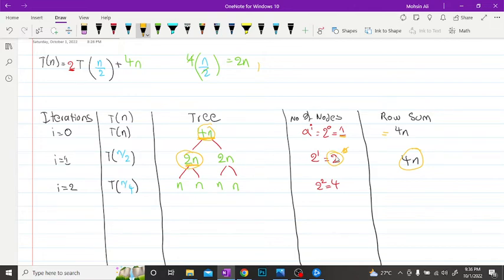So that's going to be 2 times 2n. So 2 times 2n is going to give you 4n. Similarly, 4 times n is going to give you 4n. So n plus n plus n plus n is going to be 4n. Right?